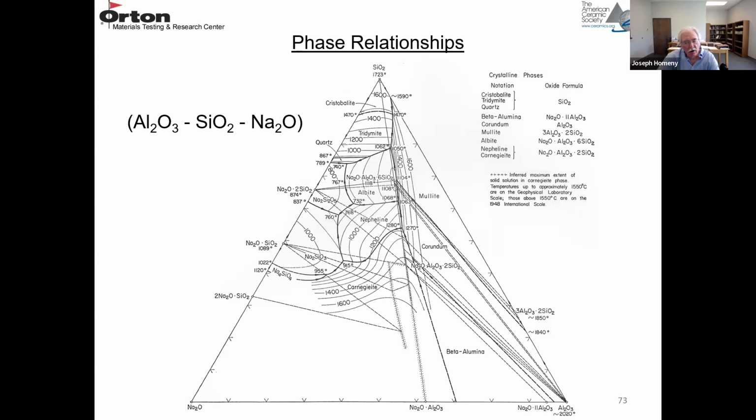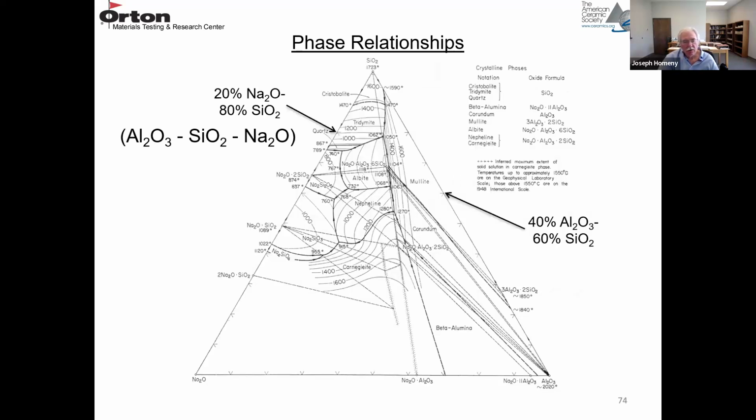And then this is the one for sodium. And the same thing happens here. Here's your corundum and your mullite phase fields. And there's various eutectics and peritectics, 1062, 1050, 1104, 1063, 1270, and then some lower ones in here. So obviously these are not very useful refractories when you add Na2O.